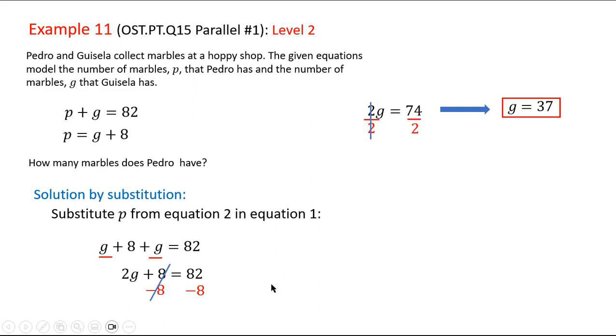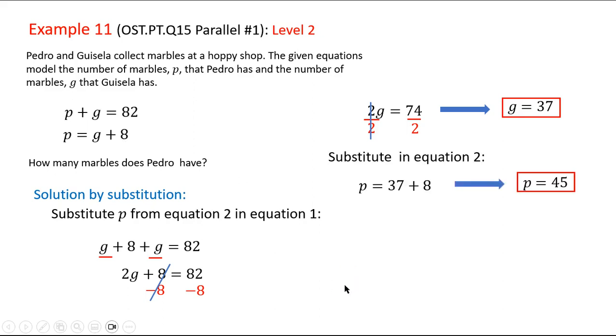G is 37. If G is 37, add 8 to it, we get 45. And that's your answer to the question.